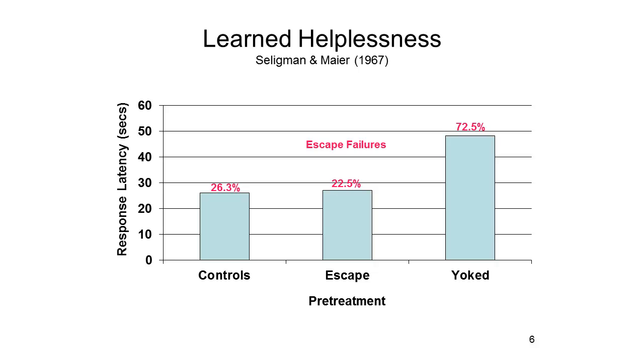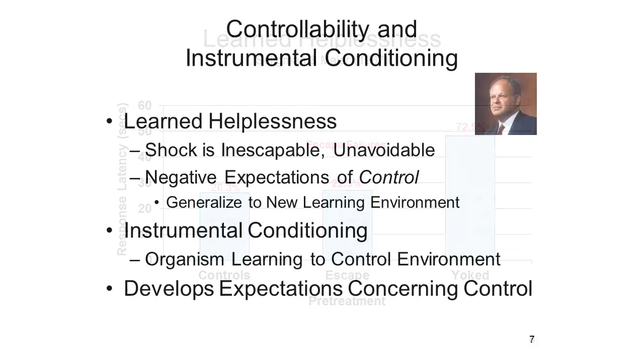And here are the results of that experiment. Almost 75% of the animals in the yoked control group failed to make any escape responses at all. And when they did successfully escape, it took them much longer on average to make that escape response. So what's going on here?